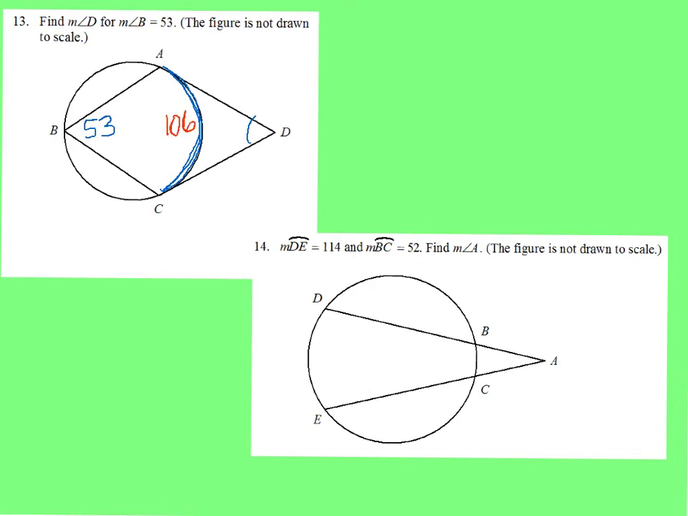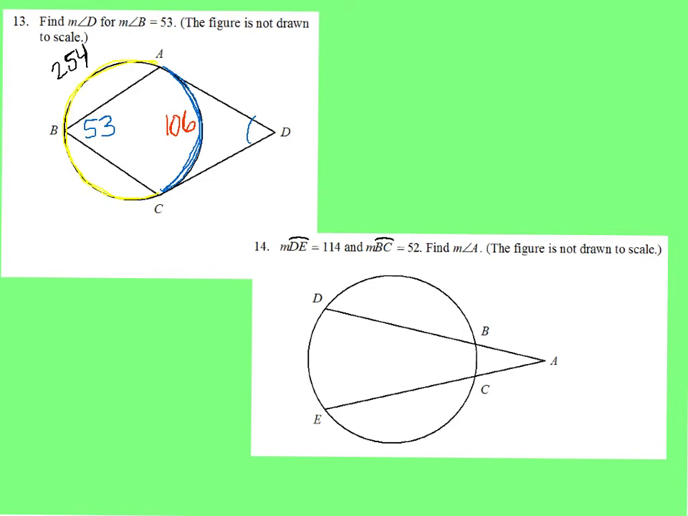We also know that a circle adds up to 360 degrees, so we can tell that this other arc from here all the way to here is going to be 360 minus that 106. So 360 minus 106 gives us 254. So this other arc is 254.